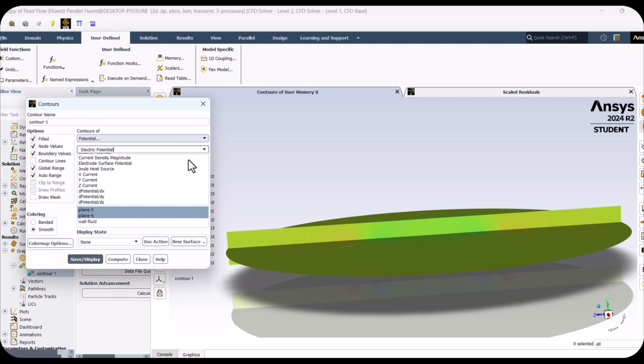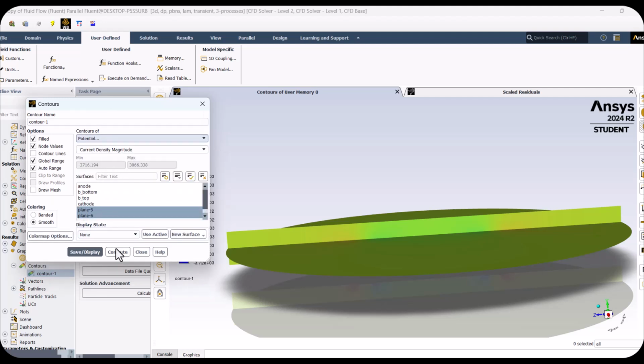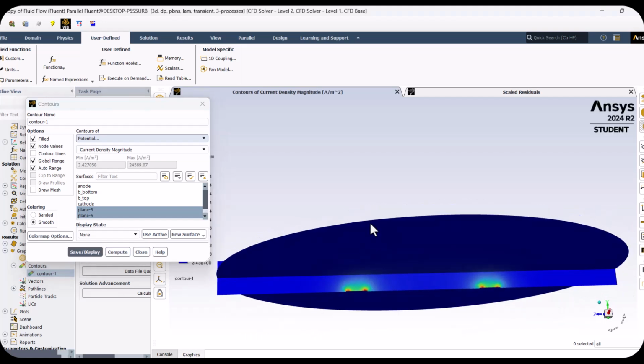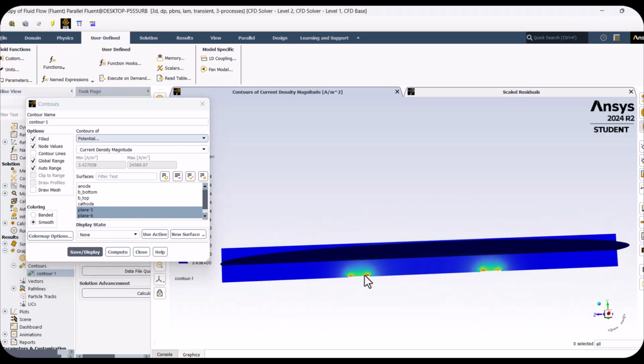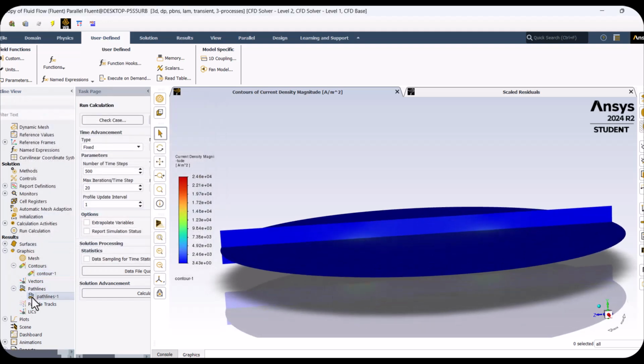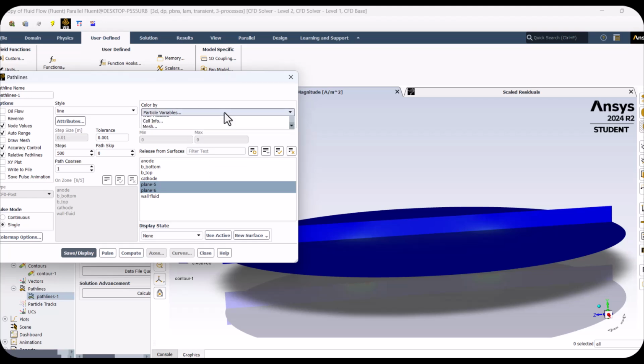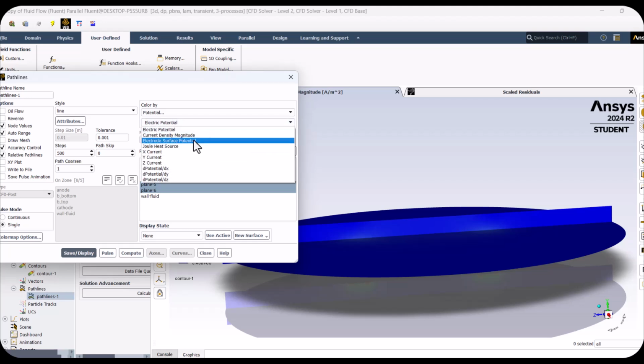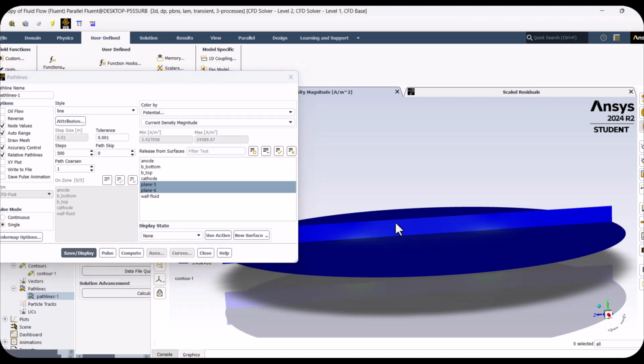And in the potential you can also see the current density magnitude. You can see here this is the density of the current that is present. Again in the path lines you can check how exactly these are varying. Instead of that, you can check the potential also, or the current density magnitude. It will show how the current is flowing from one electrode to the other electrode. It will take some time.